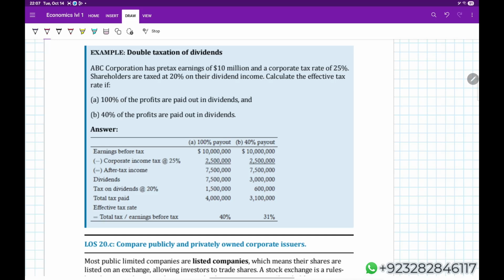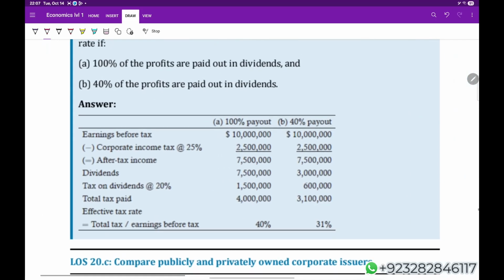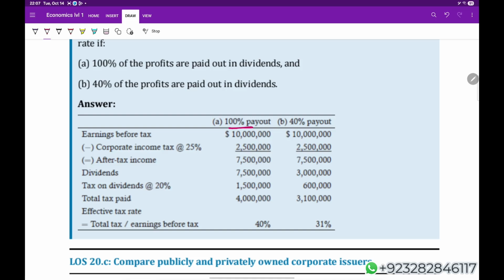So first of all, the tax is levied at company level. This $10 million is taxed at 25%, so $2.5 million is transferred to the government, right? Now only $7.5 million is available for distribution. Assuming the company distributes all the money, 100% payout, then on this already taxed profit the shareholders will pay 20% in their individual capacity.